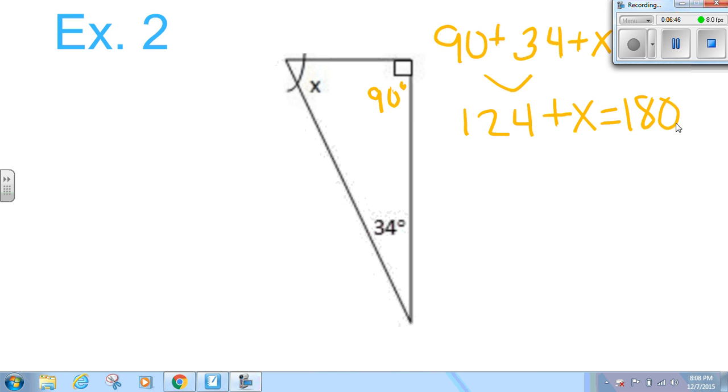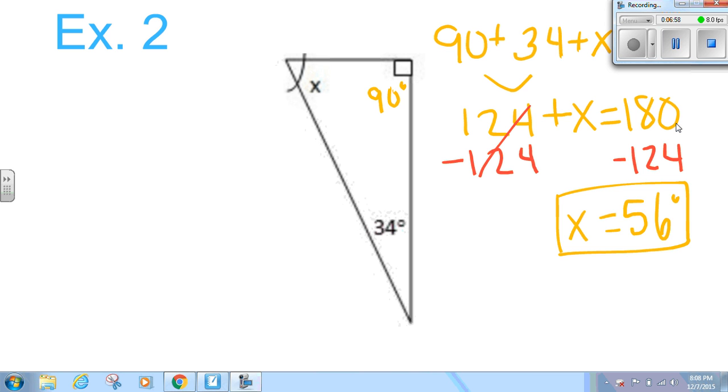Now I can subtract the constant from both sides, so I can get my variable alone, and x just equals 56 degrees. And I usually like to look at my picture just to make sure that makes sense. So 56 degrees is about a half of 90 degrees, a little over, so that looks pretty consistent with my picture.